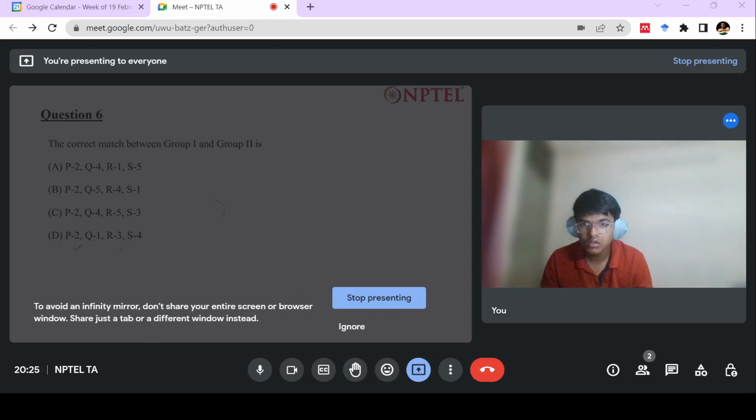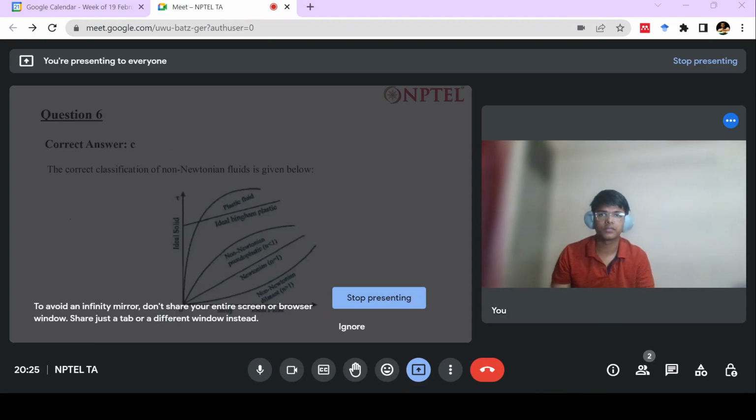P2, Q4, R5, S3. So I think this is the one, right? The correct answer is C. Here they have also provided this nice curve which describes basically all the fluid regions, the Newtonian and the other types of fluids which are known as non-Newtonian, because their viscosity varies with the shear stress given.